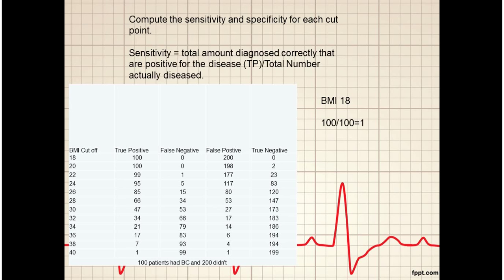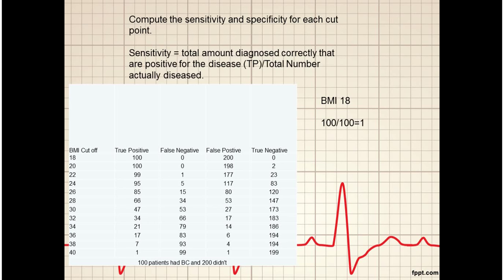So if 18 is underweight, most of our country is not underweight. That's everybody, right? If you make your BMI cut point 18 and you tell everybody with a BMI over 18 you've got breast cancer, you're telling everyone they have breast cancer. So of course you got everybody right, because all the people that had breast cancer walked into your office, and all the people who didn't have breast cancer walked in too, and you just told them all they have breast cancer. So you positively identified all 100 people that had breast cancer. That makes sense, right?